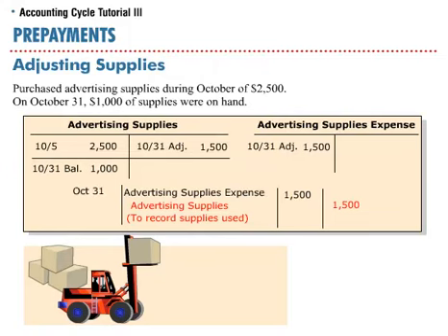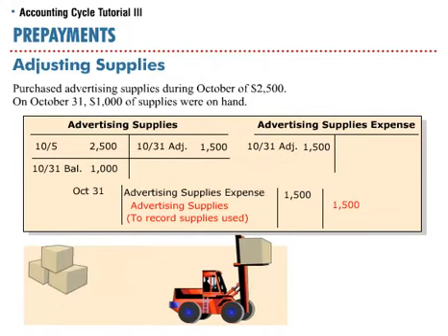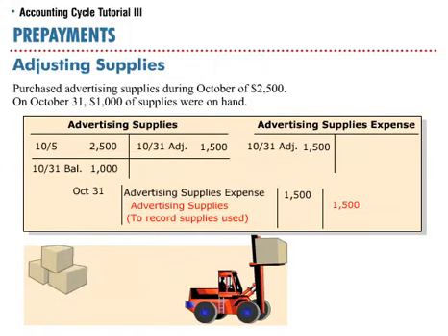During the month of October, Pioneer purchased advertising supplies costing $2,500. An inventory count at the close of business on October 31st revealed that $1,000 of supplies are still on hand. The adjusting entry requires a debit to supplies expense and a credit to supplies.